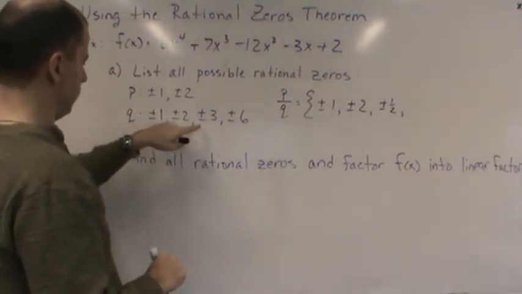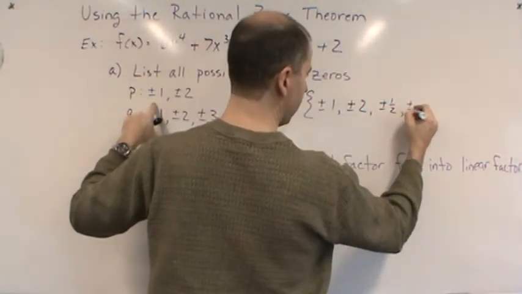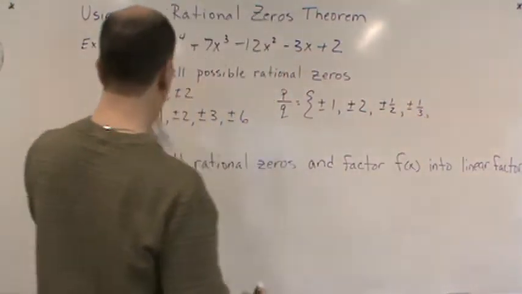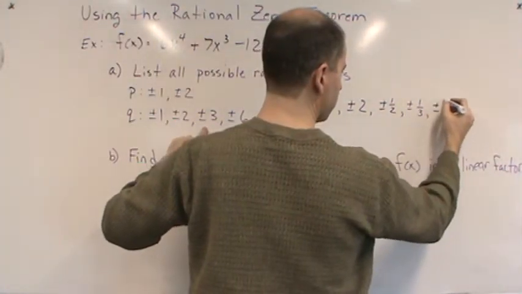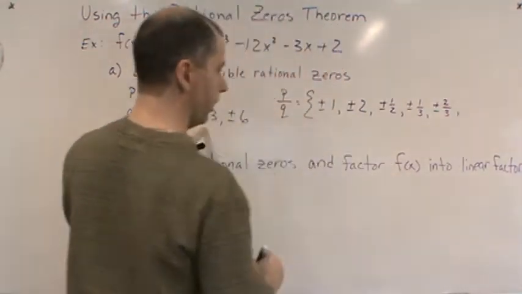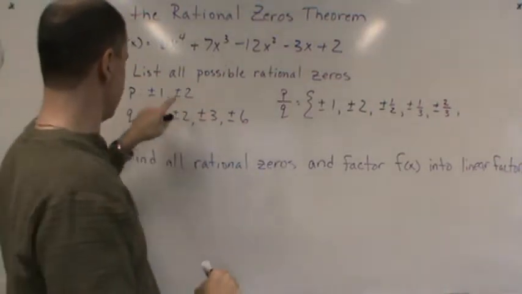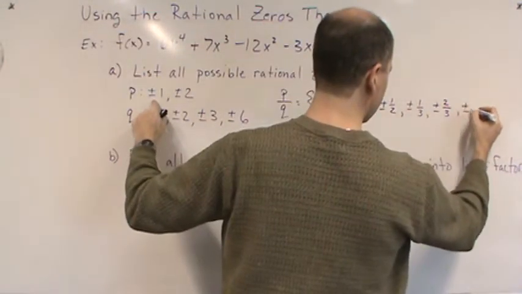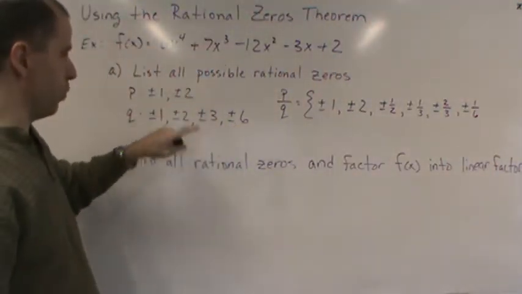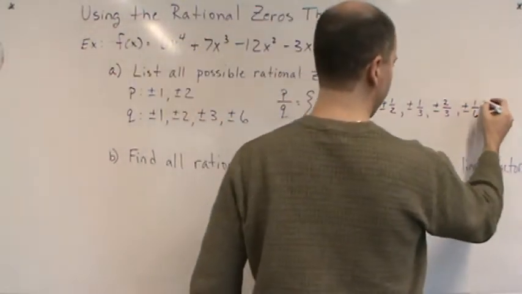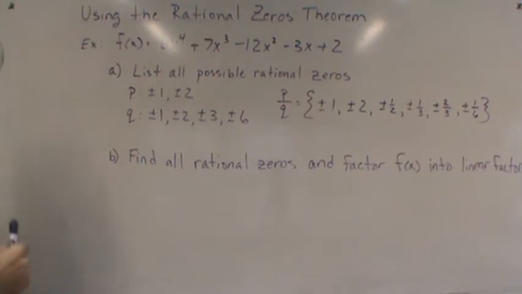Okay, now I'm done with the 2. Now I'm going to go here. 1 divided by 3 is 1/3, so I get plus or minus 1/3. Then 2 divided by 3 gives me 2/3, so I get plus or minus 2/3. And then finally we're going to go to the 6. 1 divided by 6 is 1/6. And then 2 divided by 6 is the same as 1/3, so I've already got 1/3, so I'm done. I went through and cycled through all of them, and so that's my list of possible rational roots.